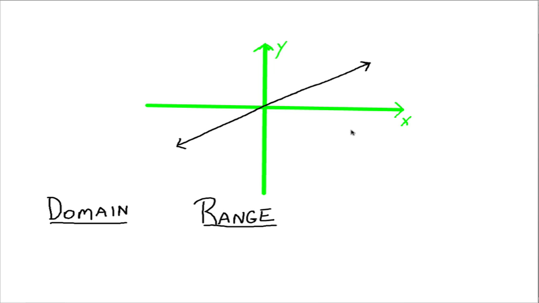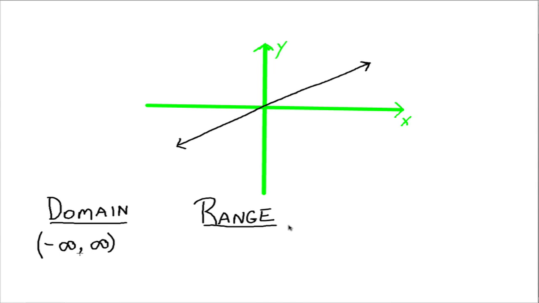Alright, so now what's the domain? Now the domain is the set of all x values that are being used to generate this particular graph. Well, in this case, every x value is being used. No matter where you take an x value, there is a corresponding y value that will give you a point on your graph. So the domain is all real numbers. So in interval notation, that would be negative infinity to infinity.